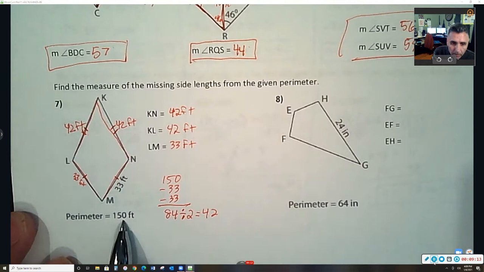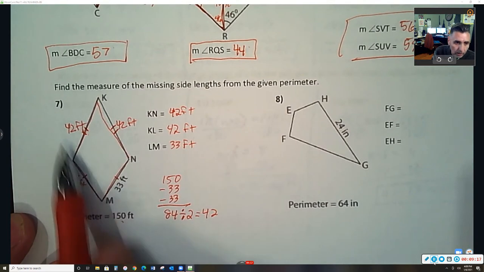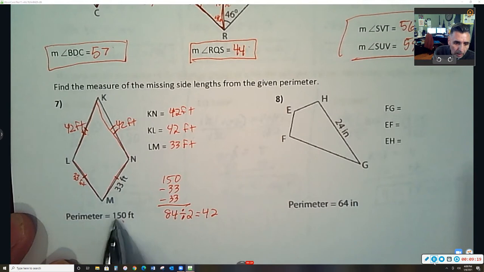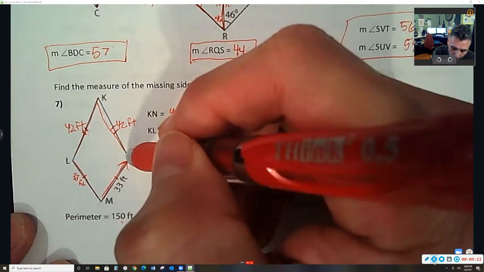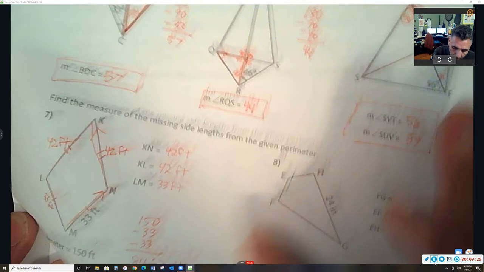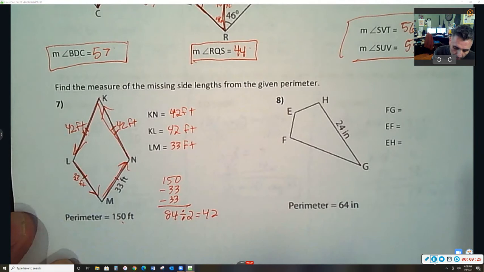And again, you can verify that. If you take 33, add 42, and add 33, you'll get 150. And again, that's perimeter. That's the distance around this object. Okay.